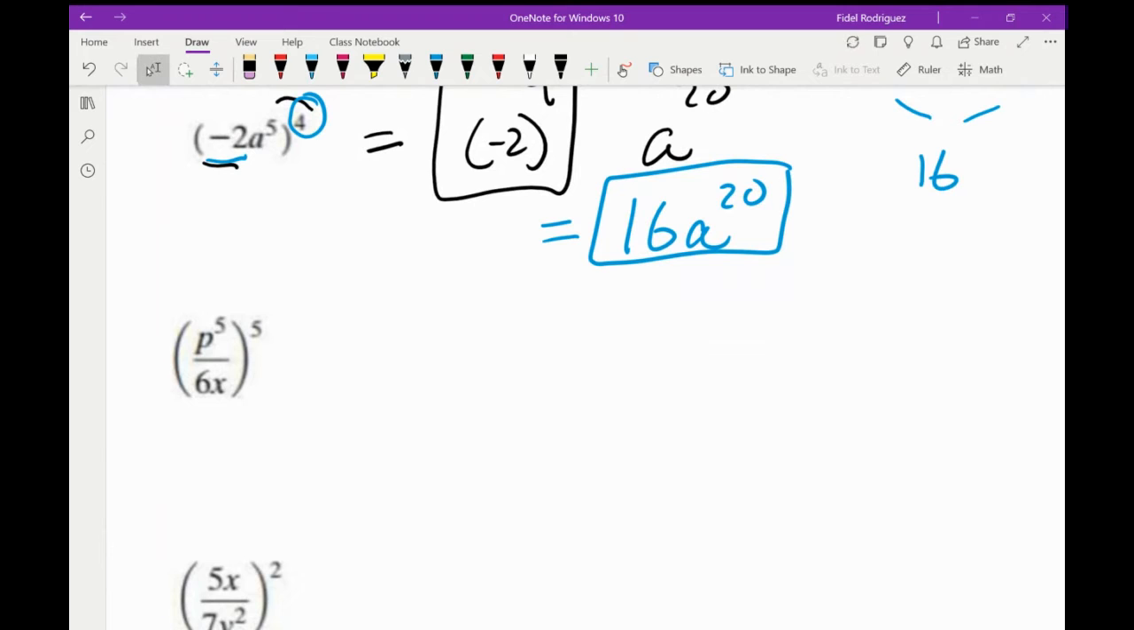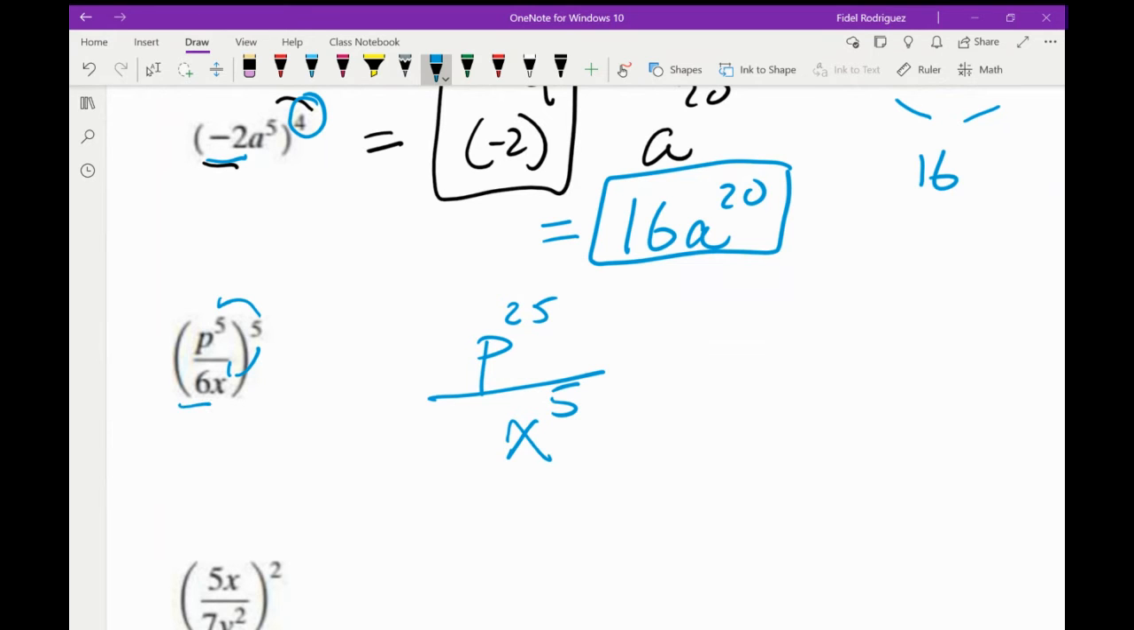Okay, so this one, I'm going to do it very much the same way. And so I'm going to raise my powers. So the first thing we're going to do here, we're going to say, okay, 5 times 5. Well, I know that's going to give me 25. Okay, now again, the power of my x here really is a 1. So 1 times 5 is still going to be 5.